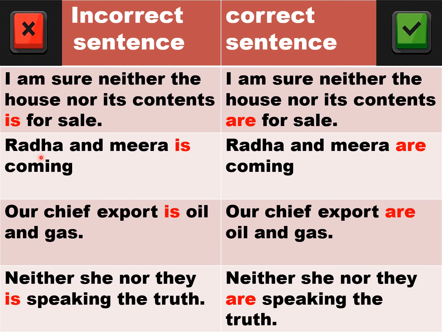The next sentence, Radha and Meera is coming. Here we have two subjects, Radha and Meera, and it is joined by the conjunction and. When two or more singular subjects are joined by and, we take a plural verb, is a rule. So, we must use the plural verb are. Radha and Meera are coming. Here also, our chief export is oil and gas. We are talking about oil and gas. So, plural verb must be used. Our chief exports are oil and gas.